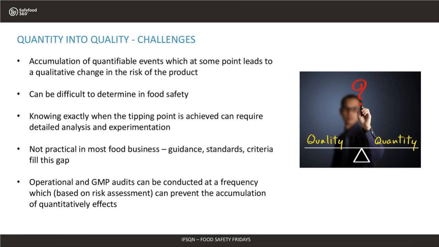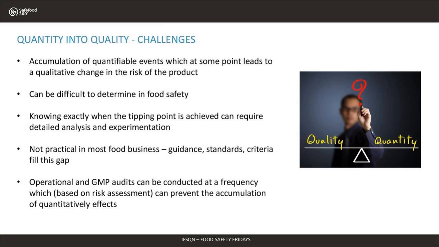In fact, it can be quite challenging. To actually identify the point at which the accumulation of quantities transforms into a qualitative shift in food safety can often require lots of analysis and experimentation, and that is just not practical in most food businesses. And we bridge that gap. We bridge it through things like guidance documents, standards, criteria, data we collect day to day, and the knowledge and experience of the food safety practitioner, and all of these things contribute and help.